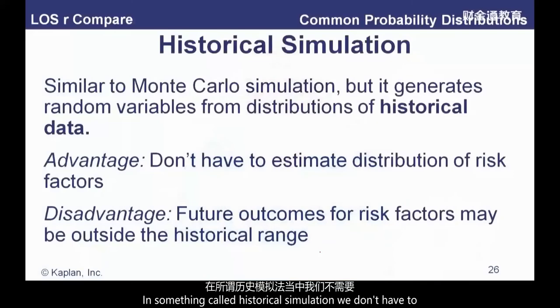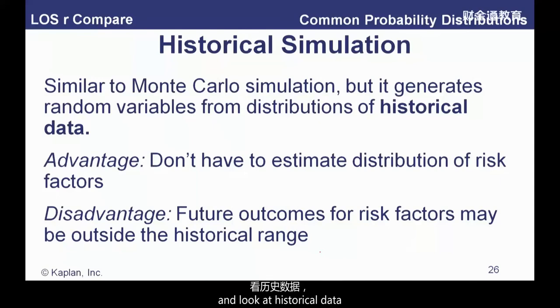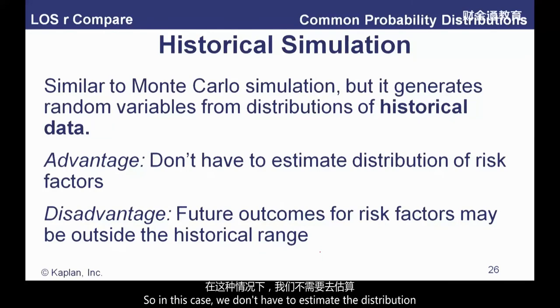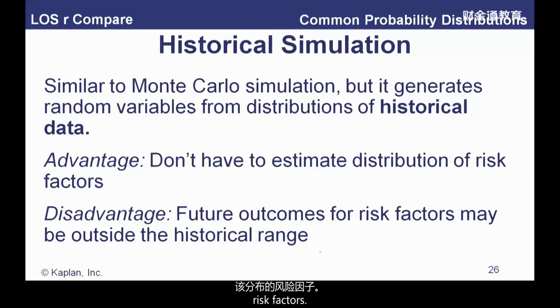Now, in something called historical simulation, we don't have to specify those distributions. We're going to go back in time and look at historical data and select random values of the variables of interest from their historical values. So in this case, we don't have to estimate the distribution of risk factors, but the disadvantage is the future outcomes for these risk factors may be outside the historical range.